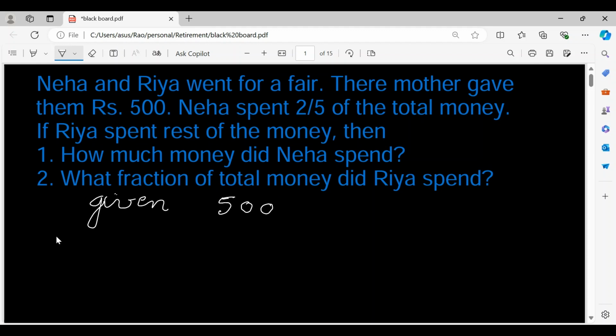And this is the first information, and the second information is two-fifths of the total money was spent by Neha.